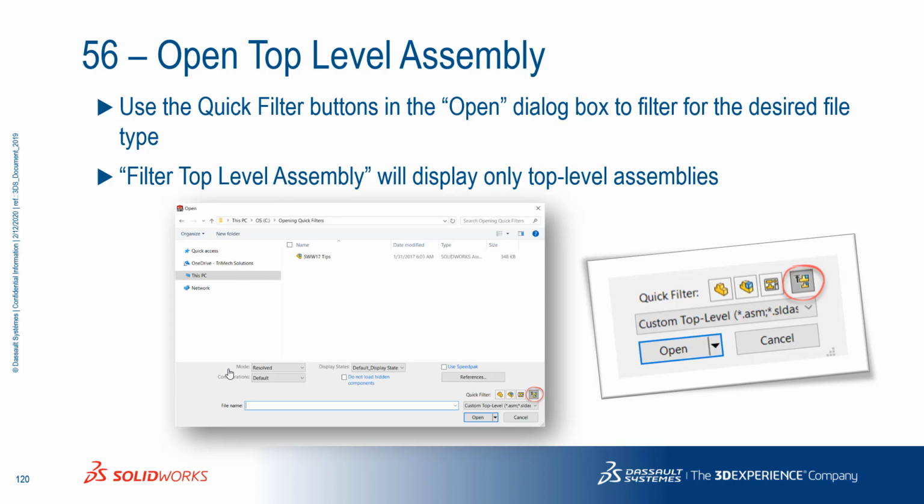Open top-level assembly. This is one of my favorites. It's one of the 4 filters down in the lower right-hand corner of the open dialog box, and it immediately opens whatever the top-level assembly is in your dialog box. Now, I know it makes sense that you can filter for assemblies and then just pick the biggest one, right? You'd think that would be the top-level assembly, but that's not always the case. Most of the time it is, yes.